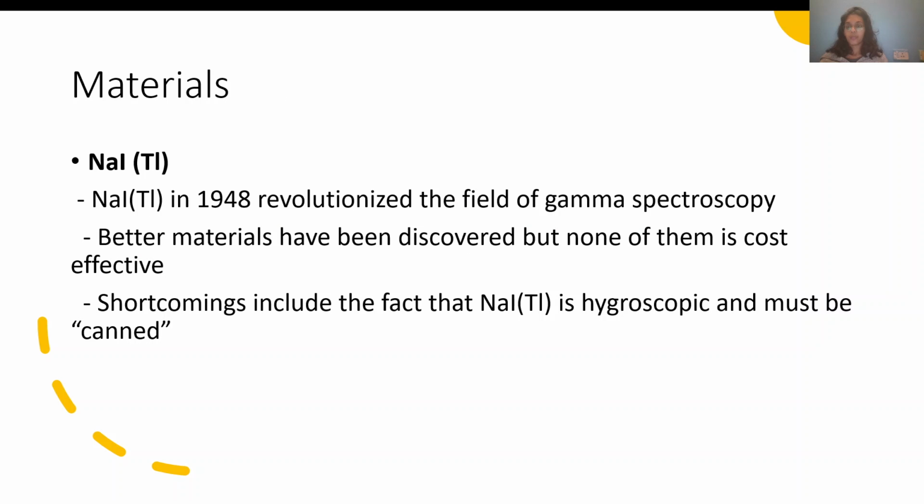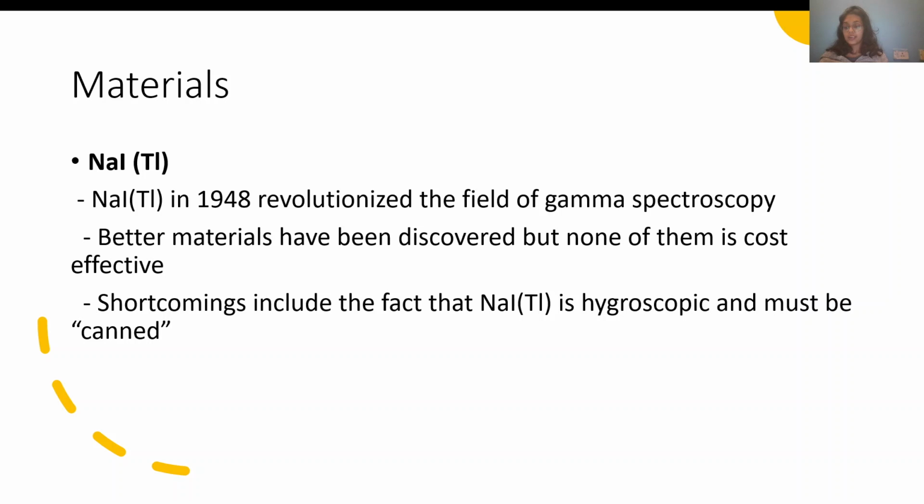Moving on to the materials used in scintillator detectors. First one is NaI(Tl), which is sodium iodide thallium. The thallium here is a dopant so that the scintillation is produced in the visible range. Sodium iodide thallium in 1948 revolutionized the field of gamma spectroscopy.